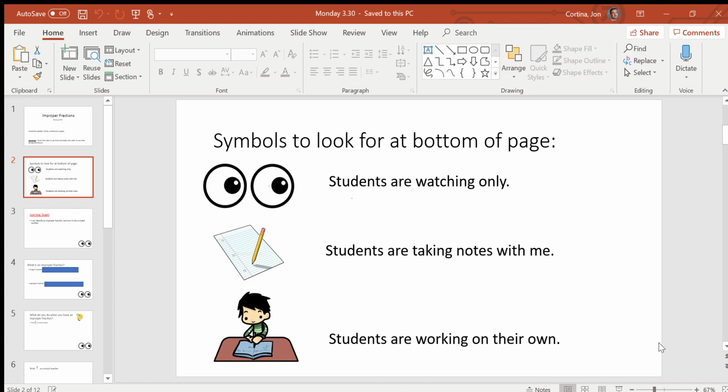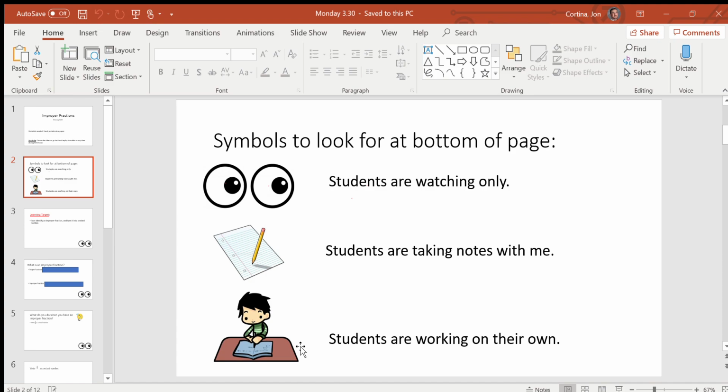Also, as a piece of advice, as we're going through the presentation, look for these symbols in the bottom right corner of your screen. When you see this set of eyes, students should only be watching and listening. When you see the piece of paper with the pencil, students are or should be taking notes along with me. And again, if I'm taking notes and it's going a little too fast, just pause the video and then continue writing and taking notes with me.